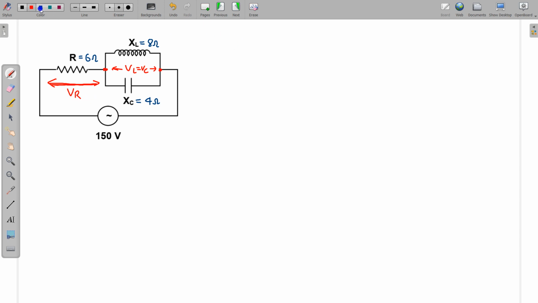So what is the equation? The equation is V source is equal to VR plus VL, or I can write VR plus VC. So this is the equation: V source is equal to VR plus VL. We can draw a phasor diagram using these three.